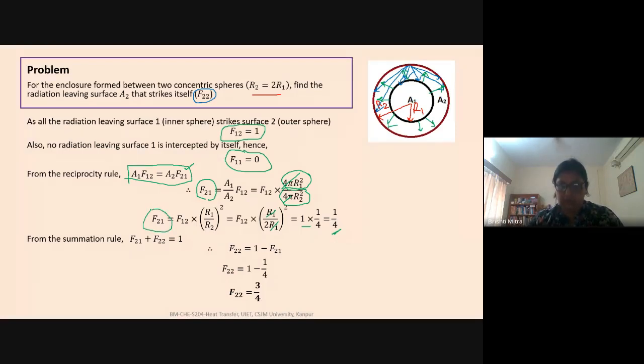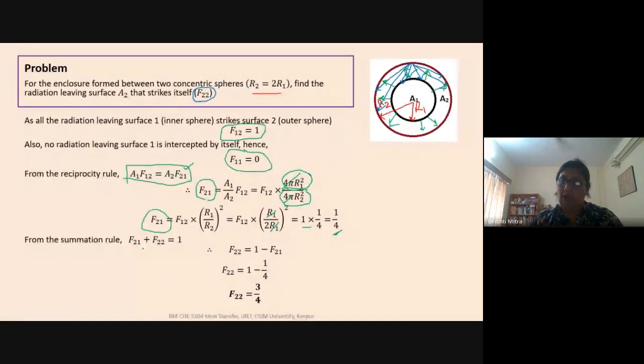Now from the summation rule, I know that, what was the summation rule, if you remember? If something is going to an enclosure, then all the radiation which is going to all the surfaces along with itself, the summation of that is equal to 1. Now here we are talking about only two surfaces. So F21 and F22, the summation of that is equal to 1. Now F21 का value मुझे मिल गया है. F21 is equal to 1/4. Then F22 is equal to 1 minus 1/4, that is equal to 3/4. F22 is equal to 3/4.